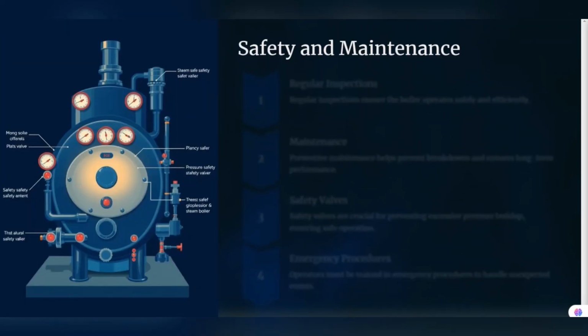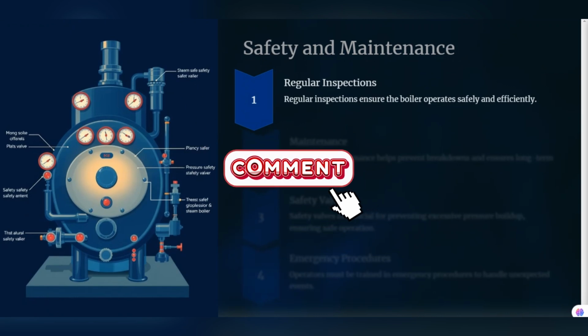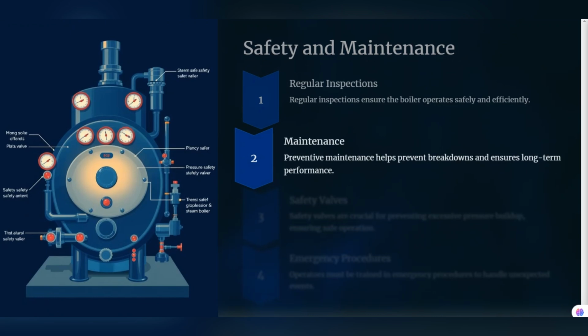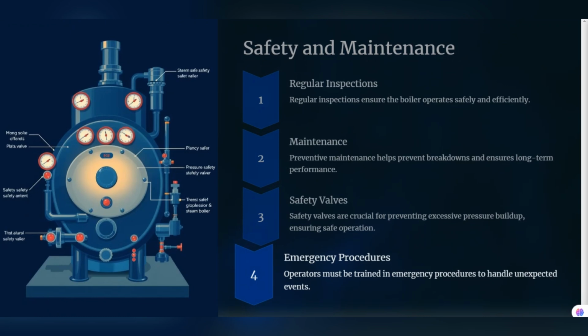Safety and maintenance. 1. Regular inspections. Regular inspections ensure the boiler operates safely and efficiently. Maintenance. Preventive maintenance helps prevent breakdowns and ensures long-term performance. Safety valves. Safety valves are crucial for preventing excessive pressure buildup, ensuring safe operation. Emergency procedures. Operators must be trained in emergency procedures to handle unexpected events.